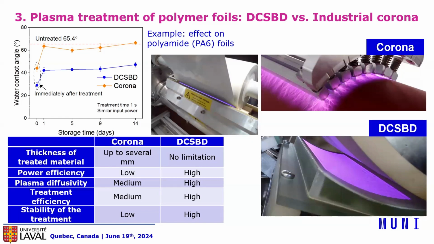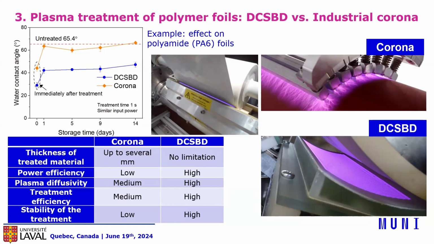You can see here on this graph the dependence of water contact angle on storage time, for both plasma systems, and exposure time was 1 second at the same input power. You can see that after 1 second exposure time, water contact angle dropped from a value of 65 degrees in the case of coplanar to a value less than 30 degrees. In the case of corona, it is about 40. So coplanar treatment was much, much more efficient.